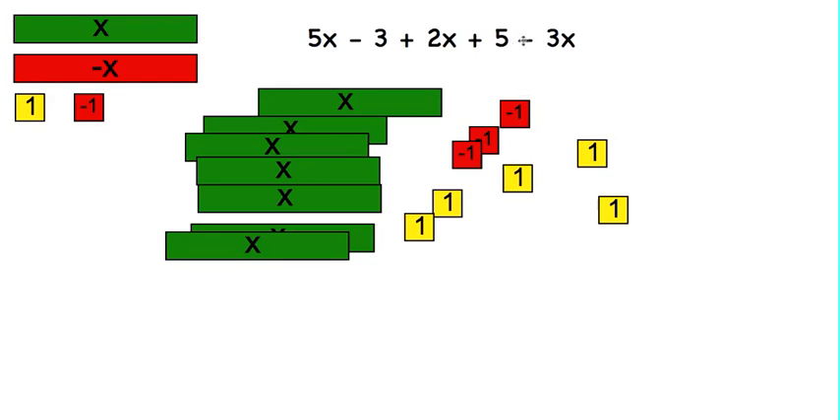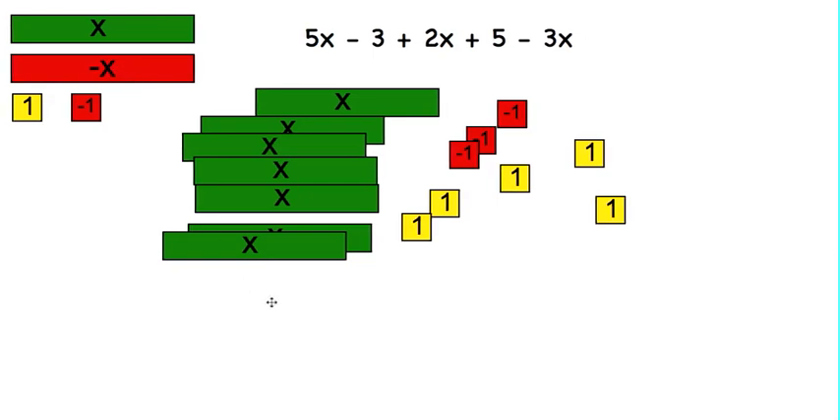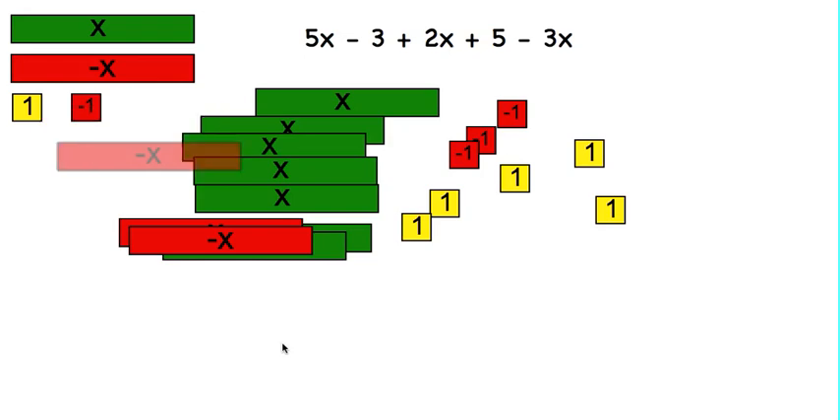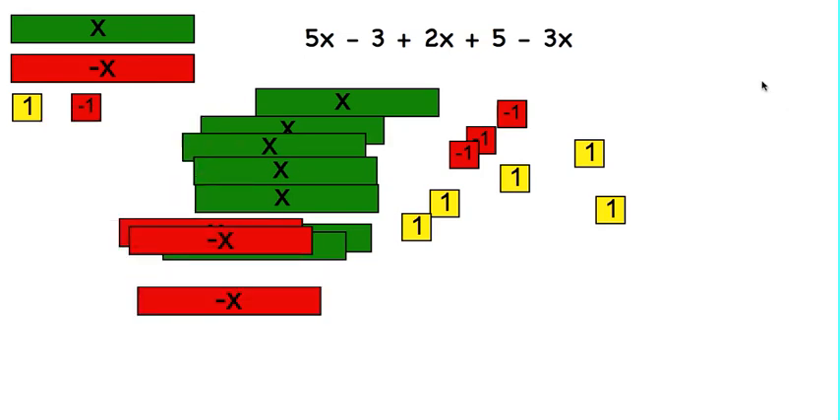Okay, now we have to add negative 3 x's, or 3 negative x's. So we're going to have a negative x, another negative x, and another negative x. Okay, so here's what we represent. We have the 5 x's, the negative 3 1s, or 3 negative 1s, the 2 x's, the 5 positive 1s, and the 3 negative x's.